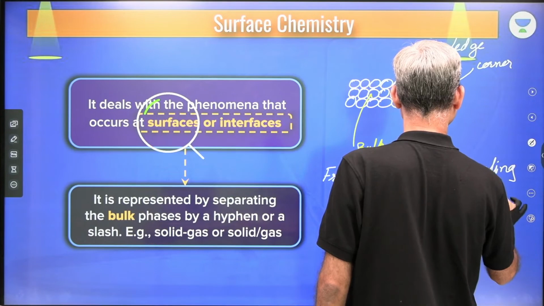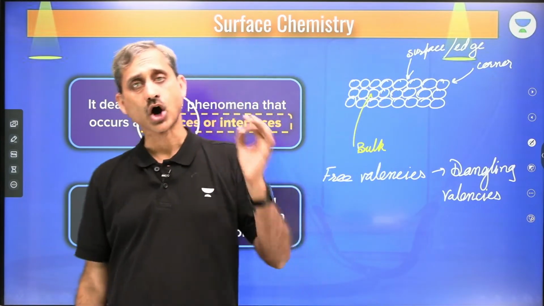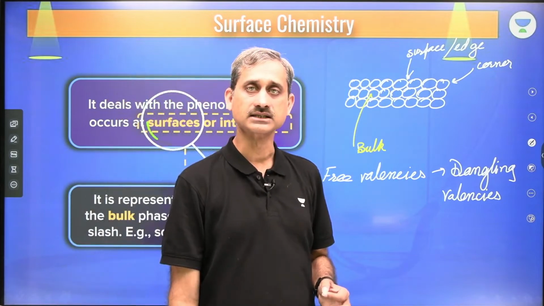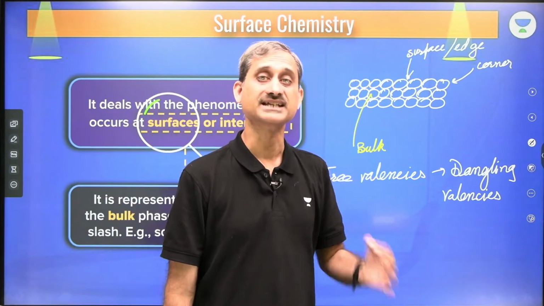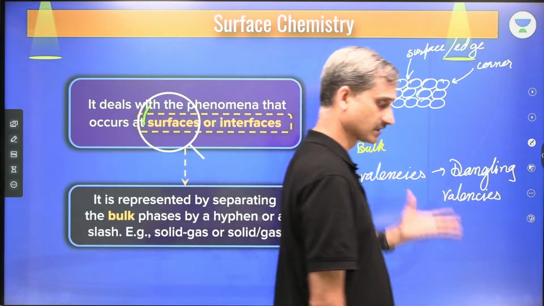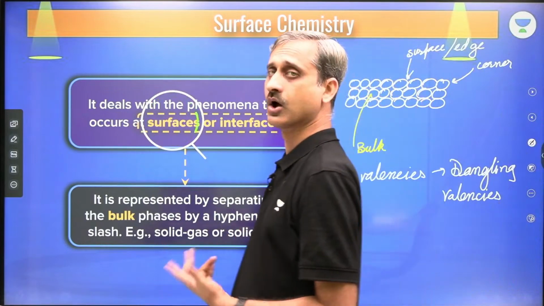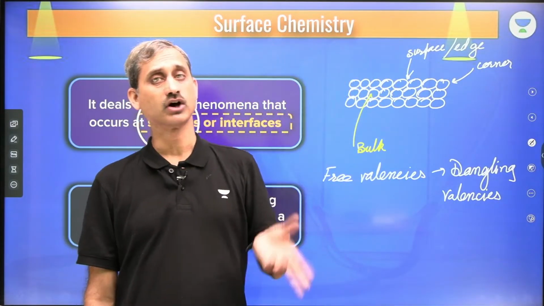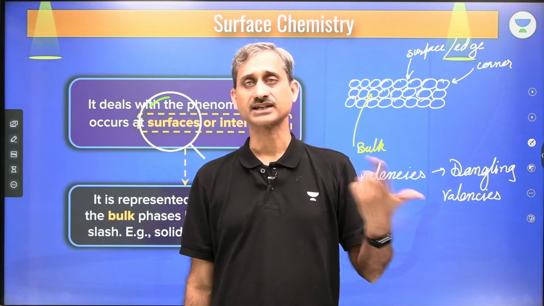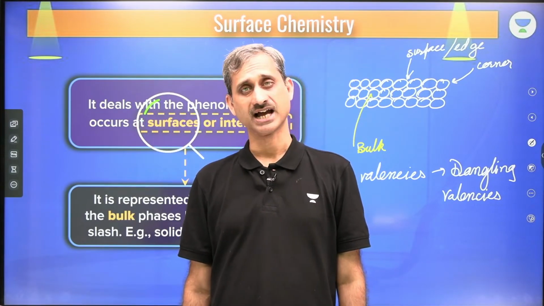valencies. Now due to these dangling valencies, the surface, corner and the edge particles are more reactive as compared to the bulk particles, and that makes the surface, edges and corners reactive, and that is why all the reactions initiate from the surface, corners and edges. Corners are absolutely the most reactive, isn't it?